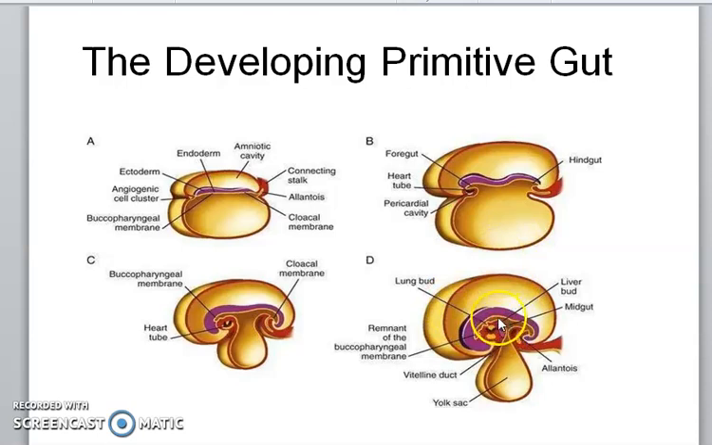So, the middle part of the tube. Can you see the middle part? The middle part of the tube, the midgut, remains temporarily connected to the yolk sac by way of this duct, the vitelline duct. Remember this? Please don't forget. So in this slide, we have been able to see our foregut, the hindgut, and now the midgut that has a connection with the yolk sac by way of the vitelline duct. Okay, let's continue.